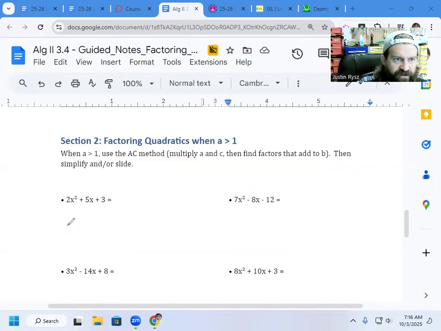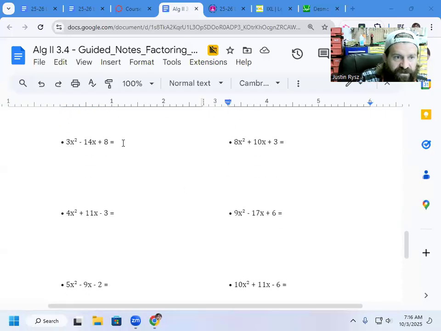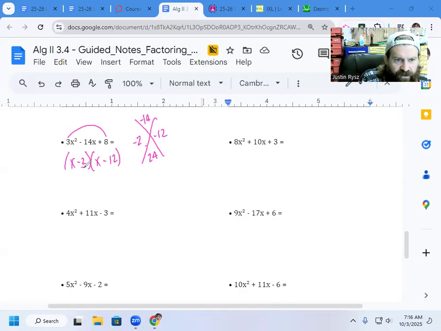Okay, let's keep this going. A lot of practice here. These are good ones to practice on. If you do feel like you've got this, pause the video and try it on your own. All right, next. Multiplies together, 3 times 8 is 24, and adds together to get negative 14. Both are going to be negative here. So right off the bat, 2 and 12: 2 times 12 is 24, 2 plus 12 is 14. Got to make them both negative. So we've got an x minus 2 and an x minus 12, and divide them both by 3. 2 does not divide by 3, so we're going to slide that over in front: 3x minus 2. 12 does divide by 3, and that would be 4.